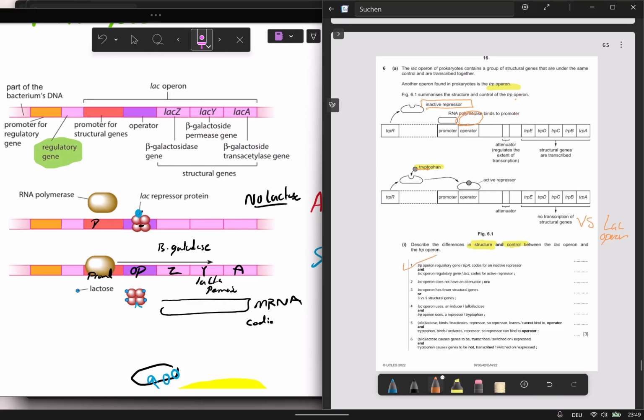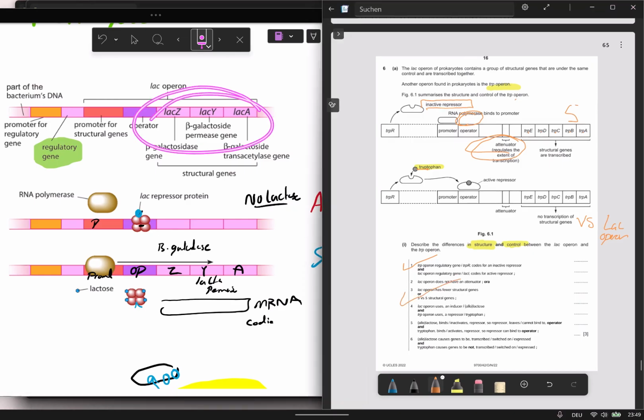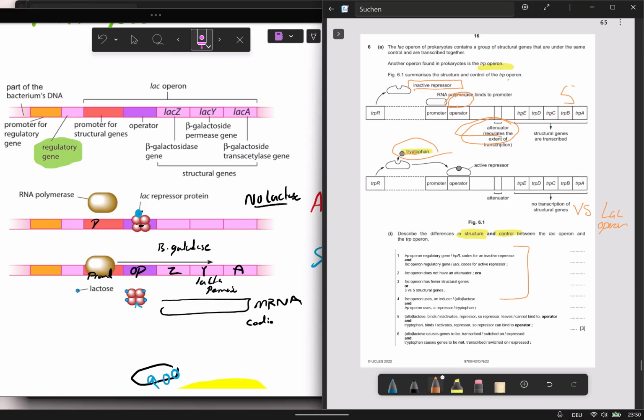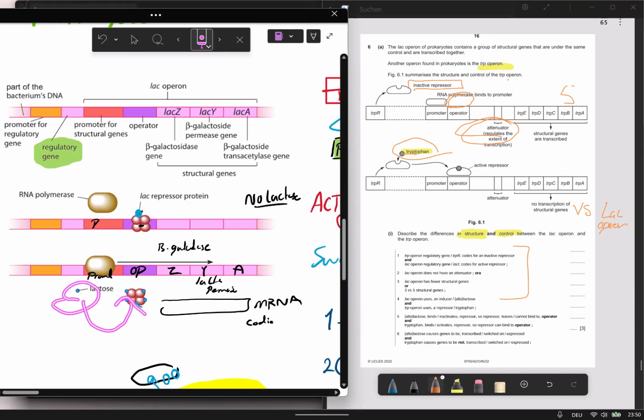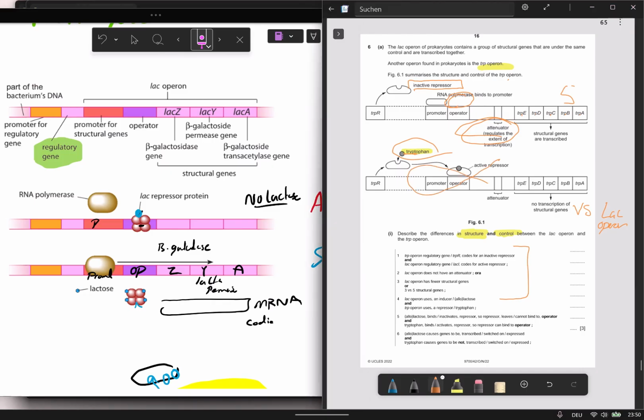There is something called the attenuator, which was not present in the lac operon. There are 1, 2, 3, 4, 5 structural genes, while on the lac operon there are only 3. Okay, so that's something. The last thing in the structure is that in the lac operon, we used an inducer, which is the lactose, because when lactose is there, it binds and it activates the lac operon. While here, when the tryptophan is present, it actually represses it because it binds to the repressor and activates the repressor. So now this is not activated.